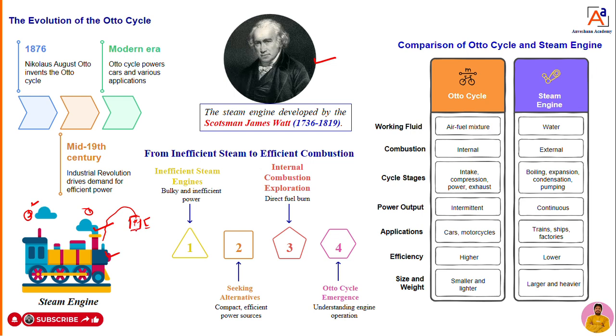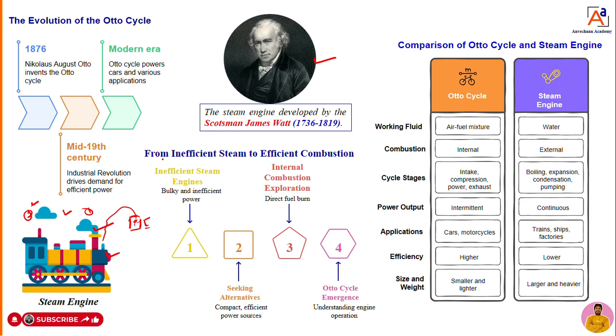That means it requires a separate boiler for the combustion. And that boiler is big, and it requires water and water storage. After the work is done, that steam has to be condensed, which requires a condenser. Then once the condensation is done, to pump that water to the boiler again, it requires a pump. That means heavy components are required to run the steam engine. So these are some drawbacks.